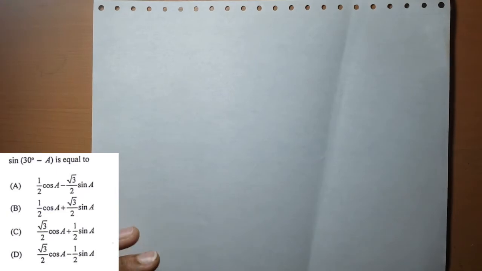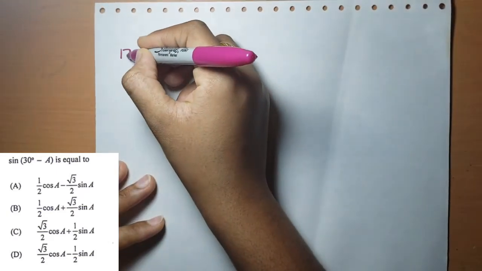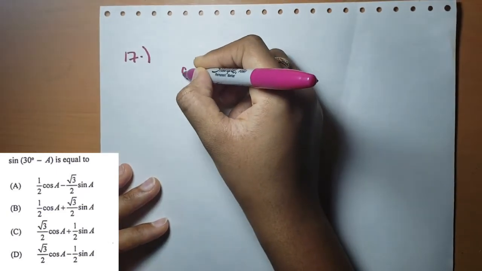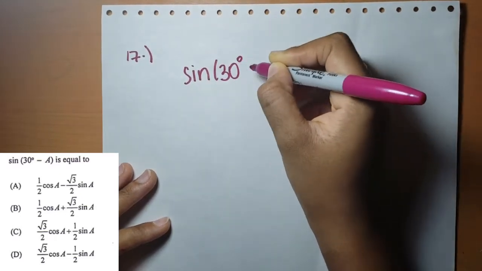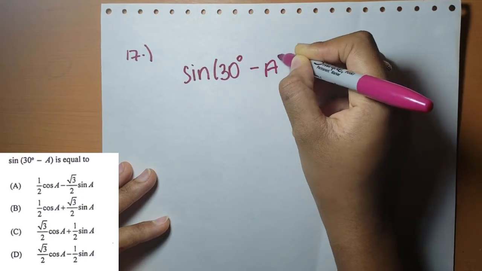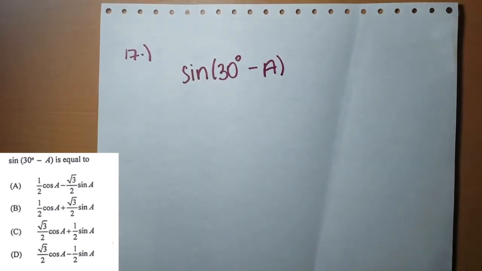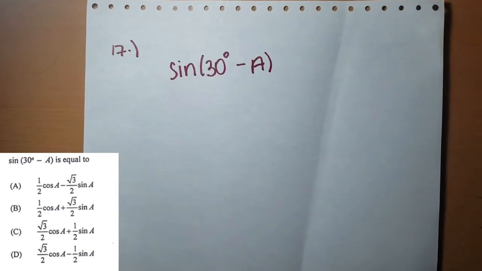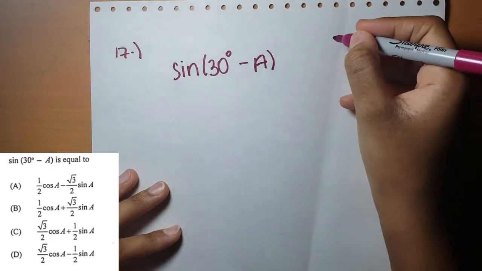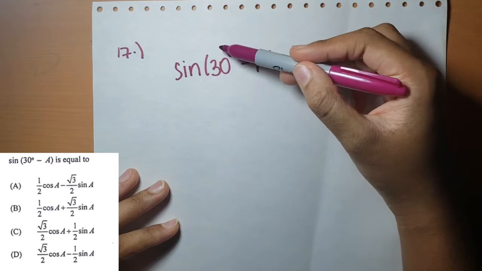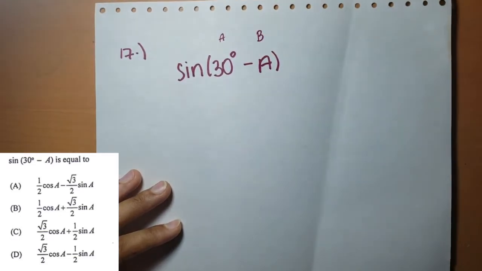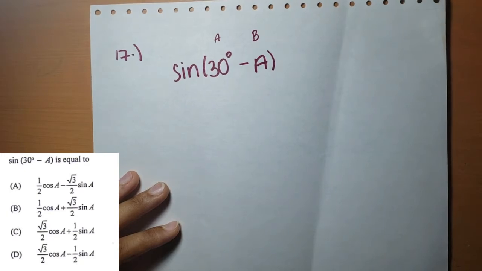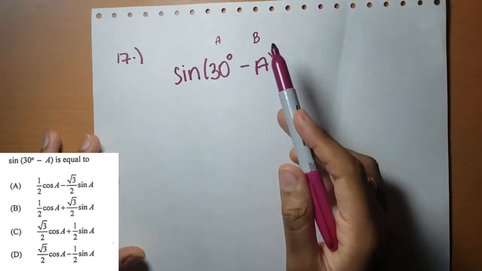Okay, so for number 17, we have sine open bracket 30 degrees minus a, and we're basically being asked to expand it. So if you remember, we have some rules. So the rules go, when you're doing sine a plus b, we're going to call this one a and we're going to call this one b. I will insert the rules at the end of this clip.